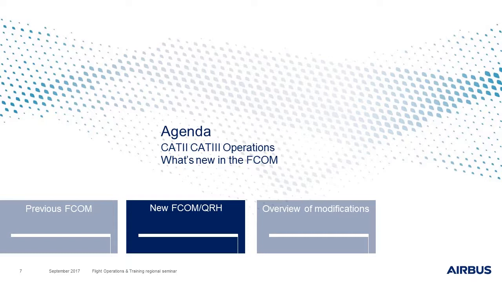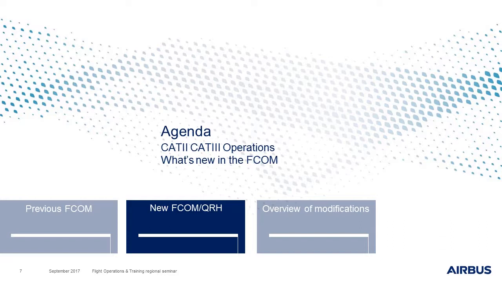So we have reviewed this previous FCOM. We have seen that in the SOP Approach, we cover only CAT I approaches, and in the SOP Landing, we cover only manual landing. We have seen also that CAT II/CAT III specificities were mixed with the autoland specificities, and these specificities were given in a dedicated section, System-Related Procedure.